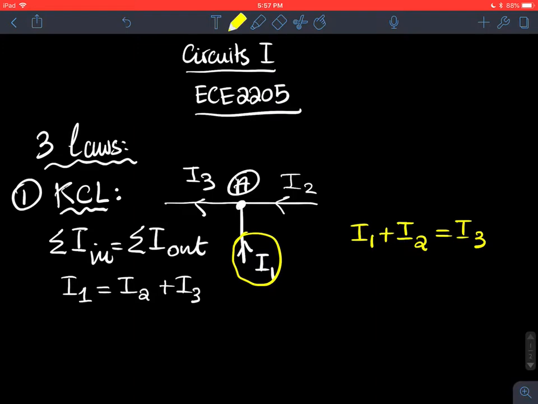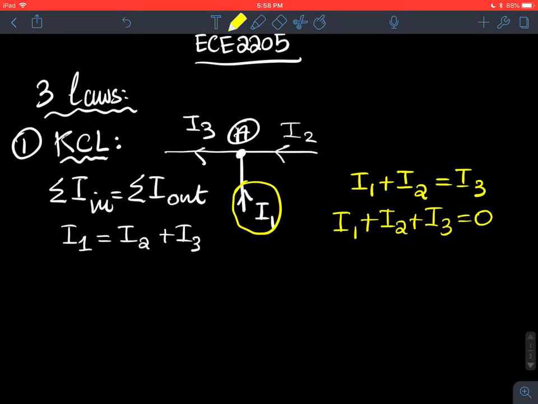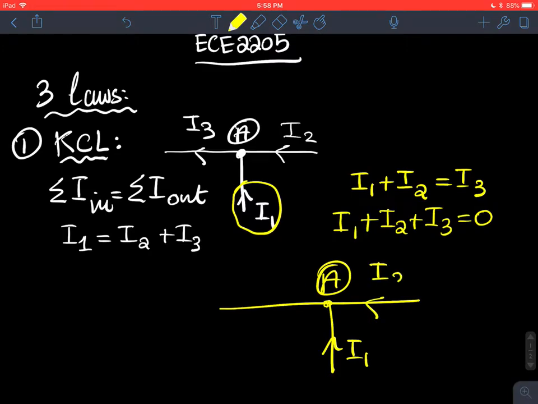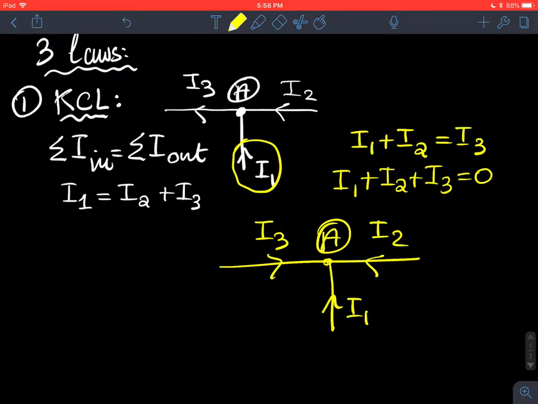You can assume that all three currents are going in, that I1 plus I2 plus I3 equals 0. And I know this doesn't make sense to you, but when you solve for these currents, you're going to get a negative value for one or two of them, which basically means that one of them flows in the opposite direction. So if I have this combination and I assumed that all currents are going in, to you it doesn't make any sense, because something has to come out but nothing's coming out.